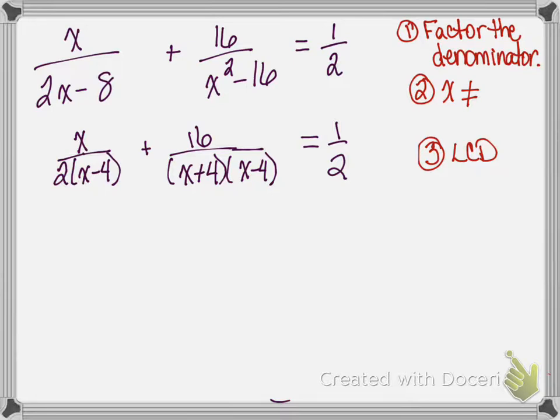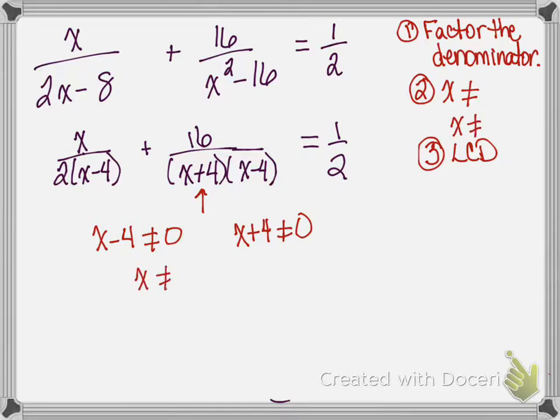Now, I have to set x minus 4 equal to 0 to determine what my value can't be. And what do I have right there? Yeah, an x plus 4. So what can x not be? Good. Okay. So here I would get positive 4. Here I would get negative 4. So x can't be positive 4 and x cannot be negative 4. So those are the values that I've got to look for.